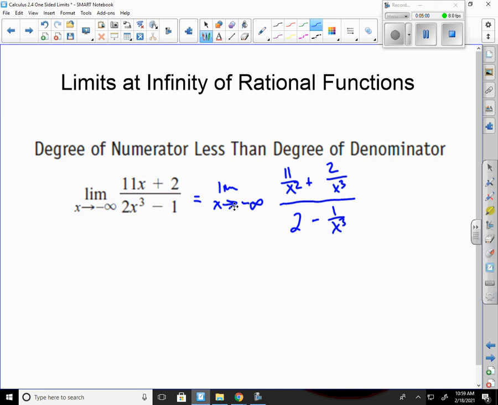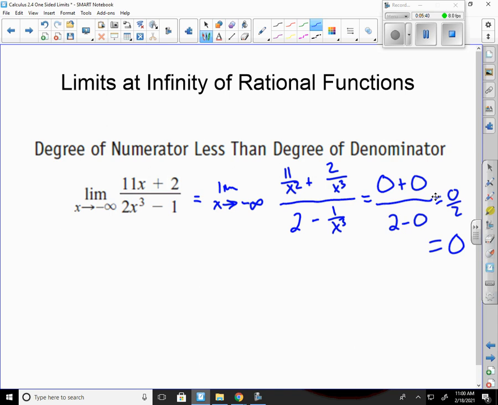If I'm looking at the limit as x approaches negative infinity, then this is going to be increasingly closer to 0. So the top part is 0. So is this one. That would be 0 plus 0. On the bottom, I would have 2 minus 0. Give me 0 over 2, so just 0. Now, we can take what we just learned about when the numerator has a degree that's less than the degree of the denominator, and we can apply that to all future cases.